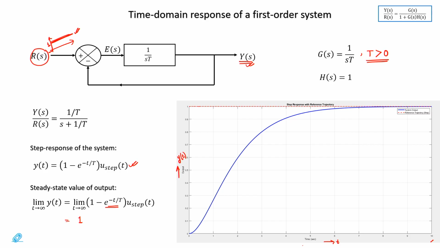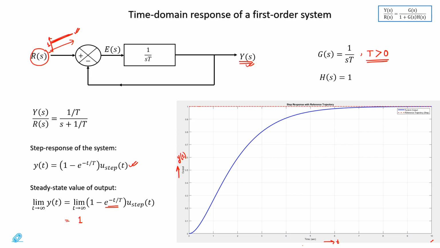If t was less than 0, then e to the power of minus t by t, that minus and the negative, since t will be negative, those will cancel out and you get a positive exponent, e to the power of a positive number, which means it will blow up as t tends to infinity. But in this case t is greater than 0, t is a positive number. So which means that limit of t tending to infinity y of t is 1, which is exactly what we are seeing. You see, this is reaching 1 as time is increasing. Okay, we can also find out what will be the error.